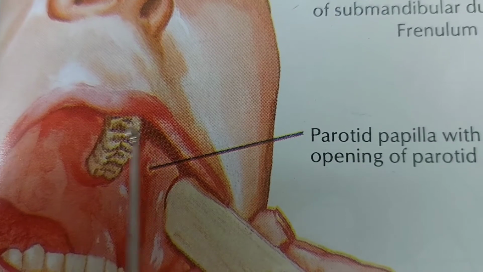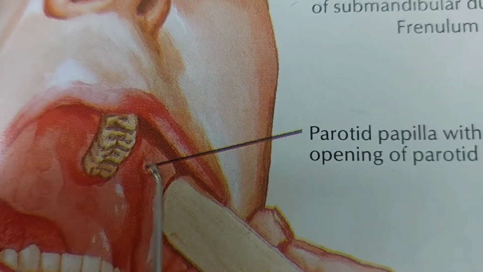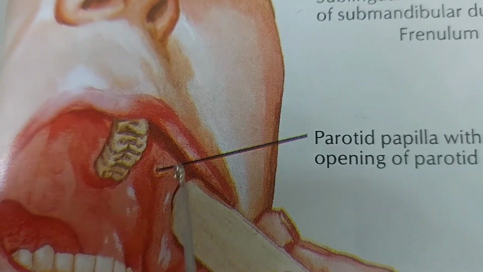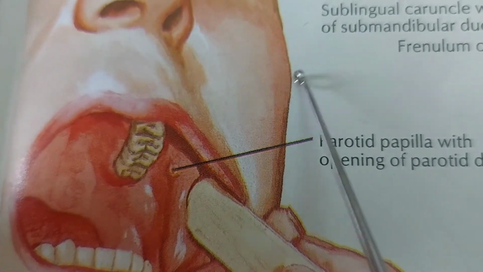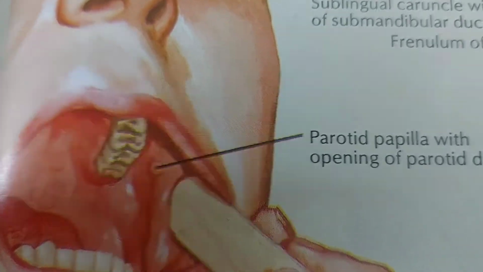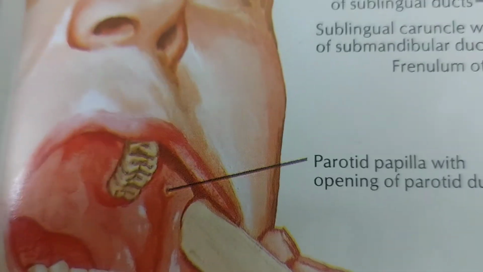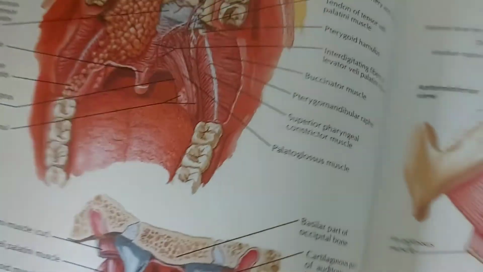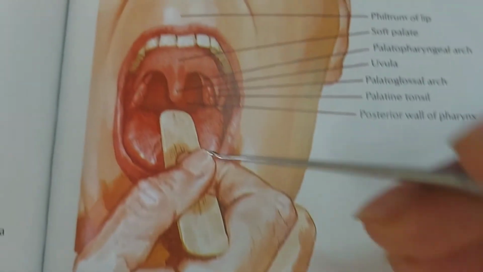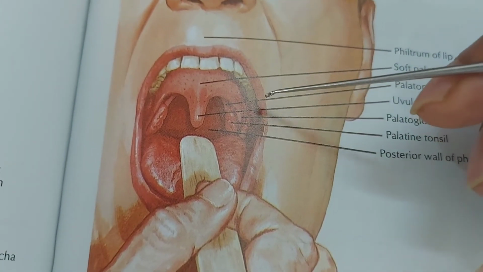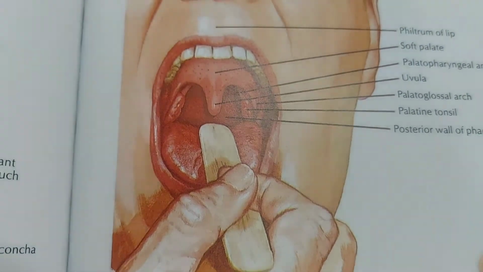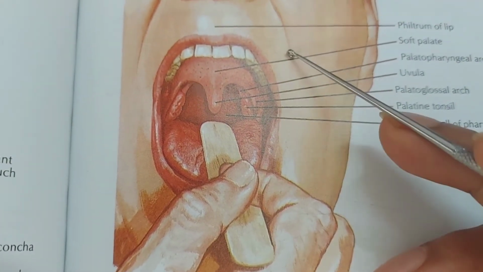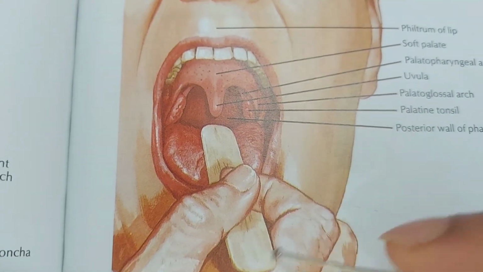And this duct, sometimes we see that it is inflamed, or sometimes in clinical examination we palpate it for the diagnosis of different parotid diseases. And the lip, cheek, and the vestibule of the mouth.